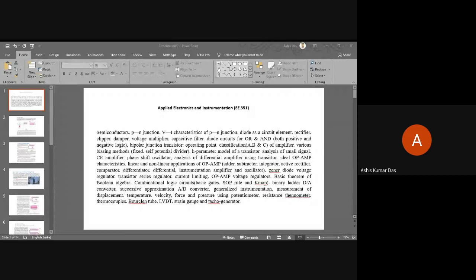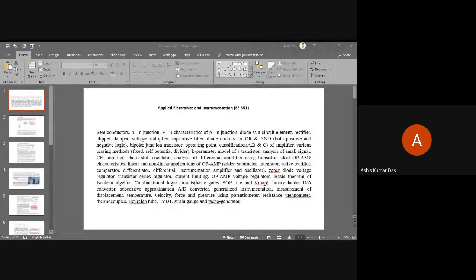Boolean algebra means we have to get the effect of the OR gate, AND gate, and another gate called the NAND gate. Besides OR, AND, and NAND, we have the exclusive OR gate and the exclusive NOR gate. We are going to study all these things. Then we have combinational logic circuits, meaning the basic gates, the SOP rule, which means sum of product rule, and the Karnaugh map, given in terms of K map. Its full form is Karnaugh map.